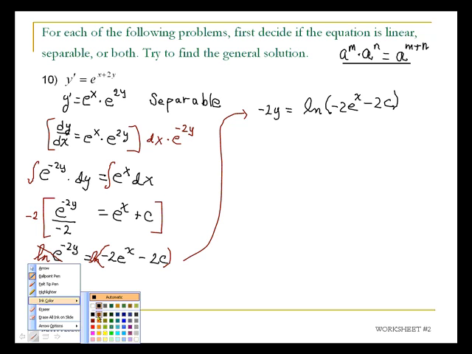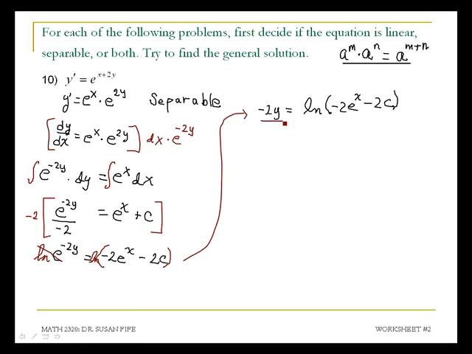But to solve for y now, all we have to do is divide both sides by negative 2. I guess it would be nice if you could cancel those negative 2's out, but you can't. And probably the best way to write this is as negative 1/2, bringing that negative 2 in the denominator out, times the natural log of negative 2 e to the x minus 2c. And there's our answer.